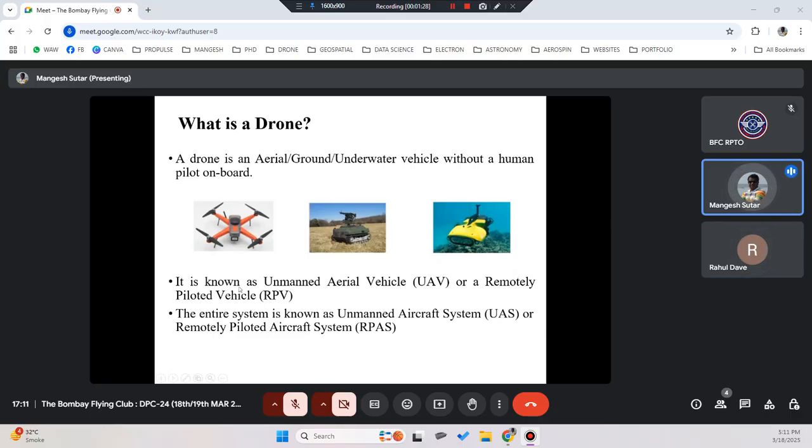So it is also known as an unmanned aerial vehicle. We talk about UAS, but here we are talking about UAV, or also remotely piloted vehicle, which some people call RPV. The entire system is the unmanned aircraft system. I told you, the entire system, not only the drone, but also your remote control and your ground control station. That entire thing is called a system. Whenever the word system comes, the entire system is known as unmanned aircraft system or remotely piloted aircraft system. That is what we call the complete drone and its subsystems.